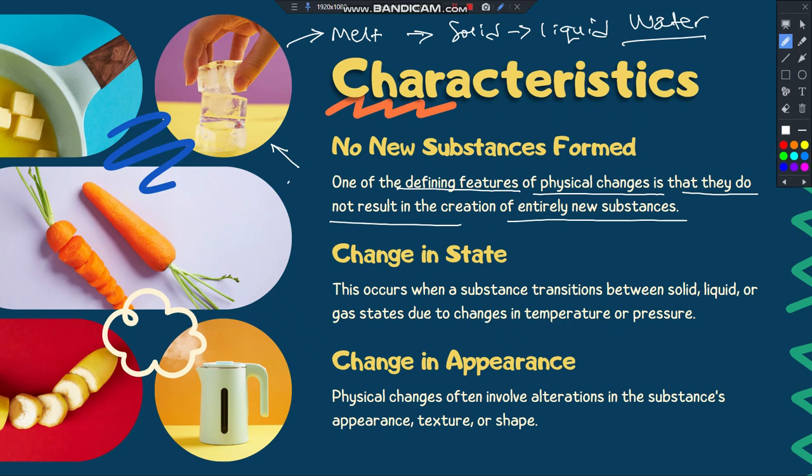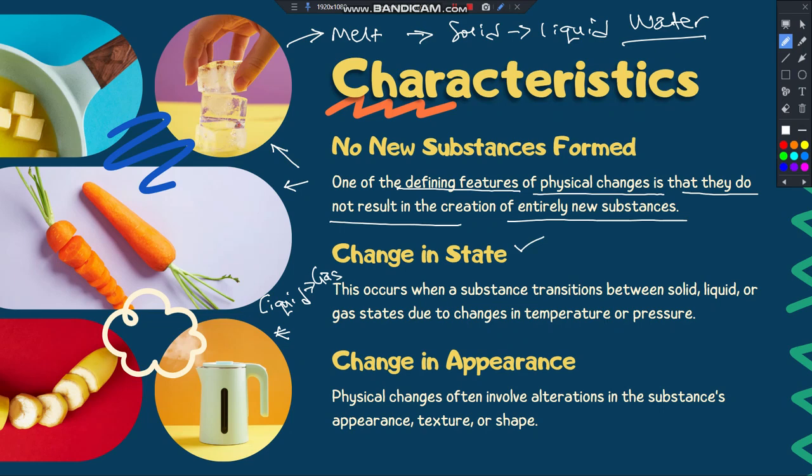The same thing happens over here. I have some carrots. In the process of slicing the carrots, the size and the shape of the carrots have been altered, but a new substance was not formed because it's just a physical change. The same thing happens over here. Some water is being boiled, and then the state of matter changes from liquid to gas, but no new substance is formed. The second characteristic of physical change in matter is that there is a change in state.